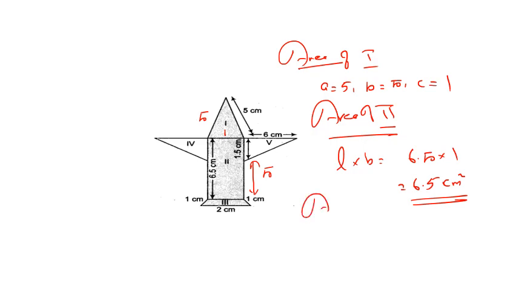Area of fourth. What is area of fourth? Area of fourth is a triangle. So what is area? Half into base, which is 1.5. Height is what? 6. Or in a reverse way. So what is answer? So answer is 4.5.